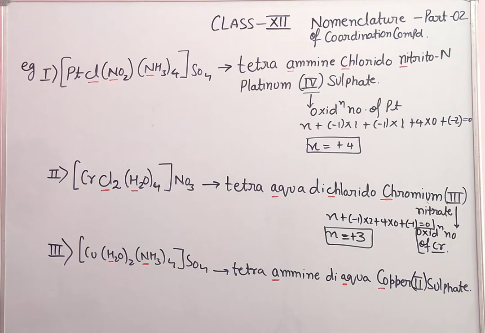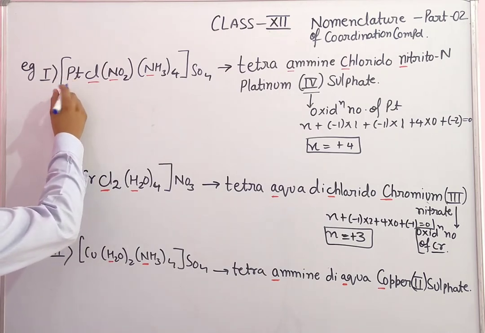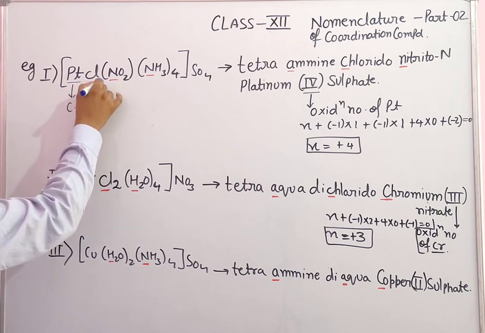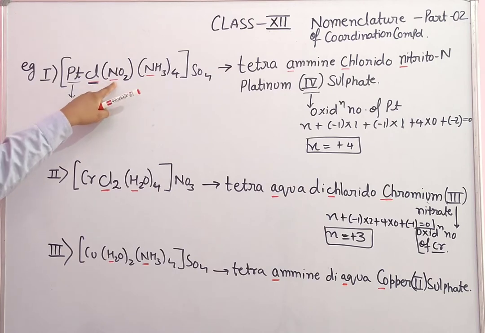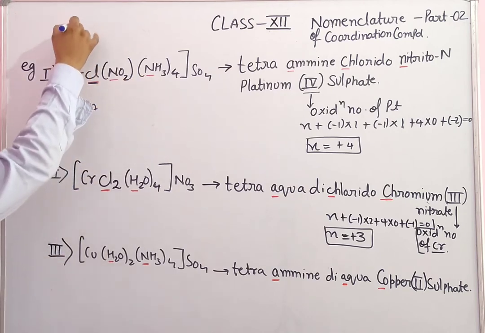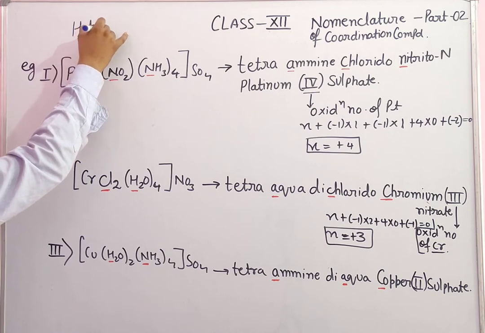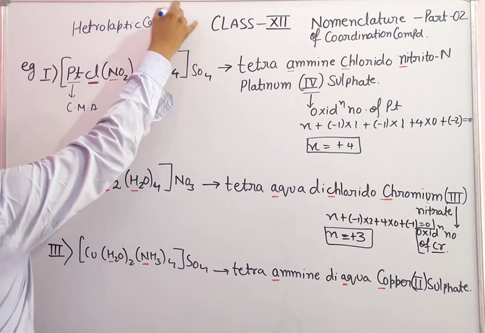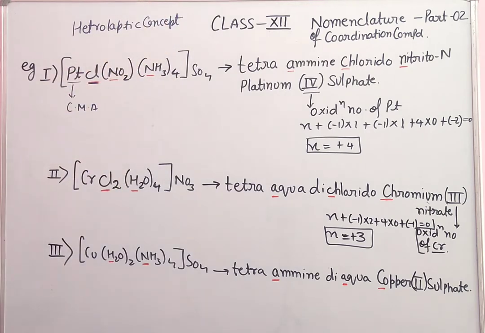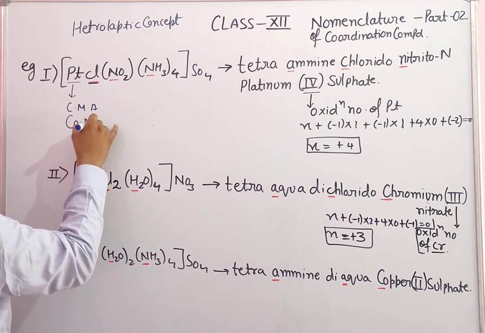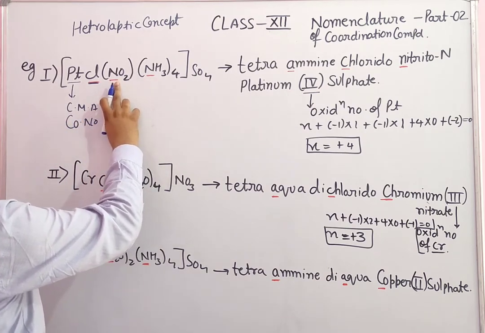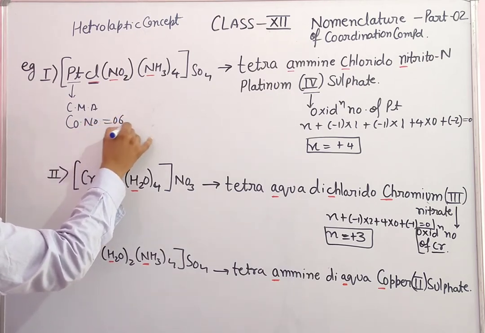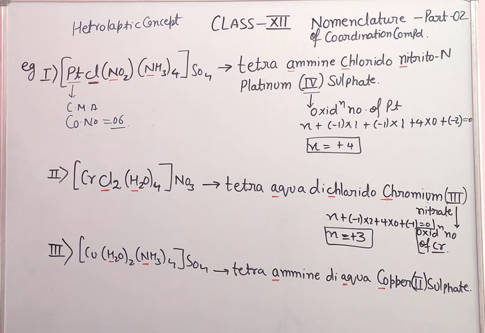So the first example: inside the coordinate entity there is a central metal atom, CMA. This is a ligand, this is also a ligand, this is also a ligand. So this coordination compound follows the heteroleptic concept, meaning in this concept all the ligands are different. So what is the coordination number of this compound? The coordination number will be 4 plus 1 plus 1, that is 6 total. Total 6 coordination numbers are there in this compound, so this is an octahedral coordination complex.